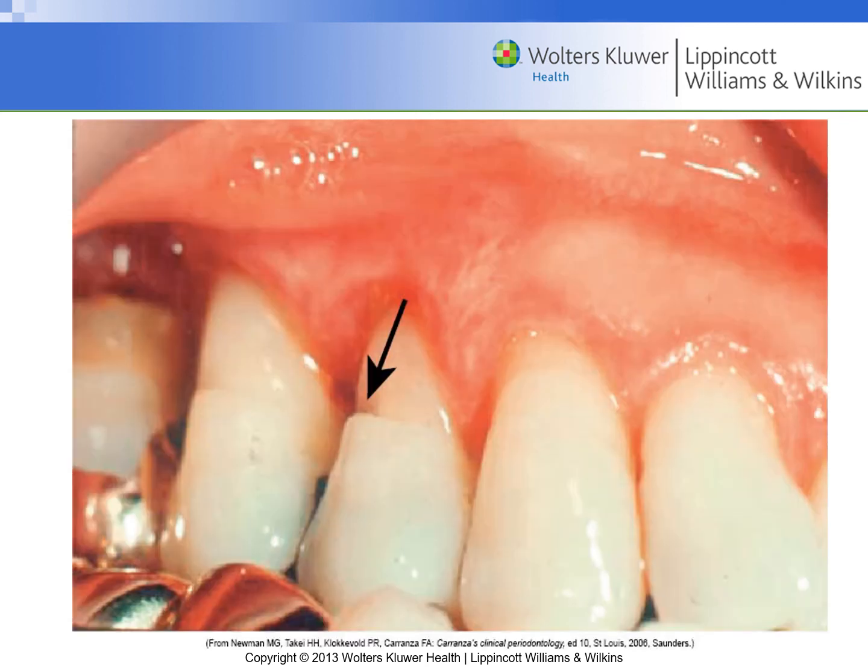This is what it looks like in real life. You can see this recession, and you can see this just looks like there's this notch that's been taken out of the top of the tooth. That's abfraction. This person has recession and abfraction.